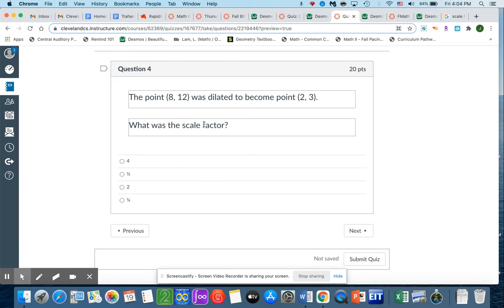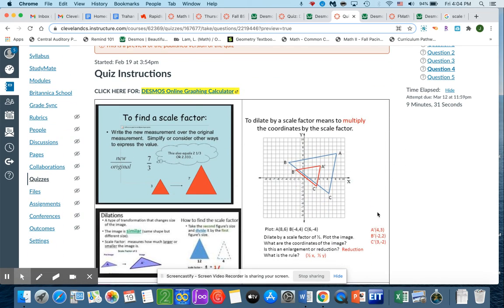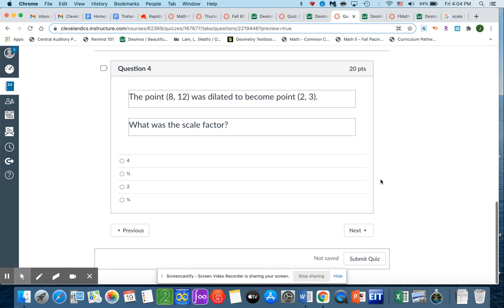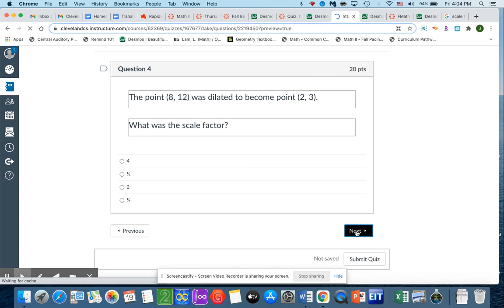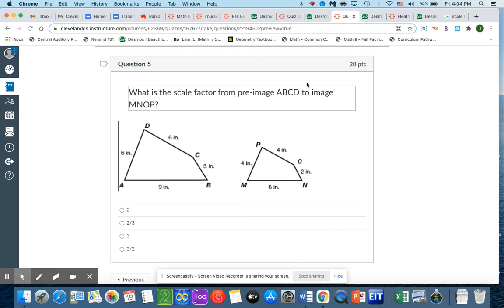This one gives you a point and tells you it was dilated, so you're going to have to use the example I gave you up here to find the new coordinates. And this question here, once again, is scale factor, and it tells you which one's the pre-image and which one is the image.